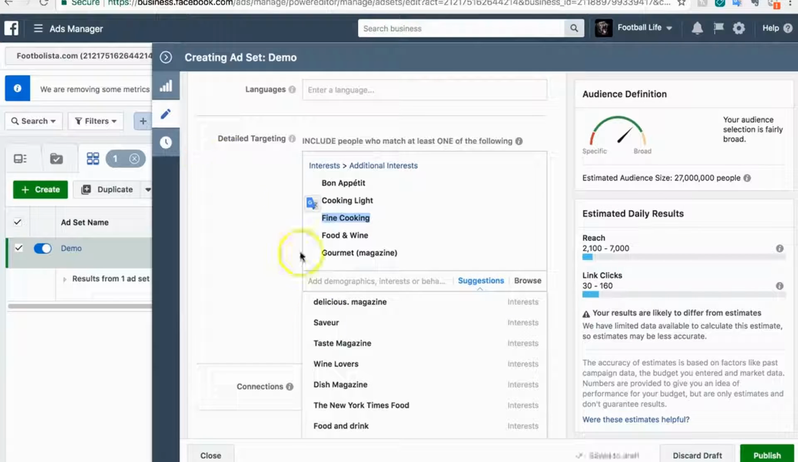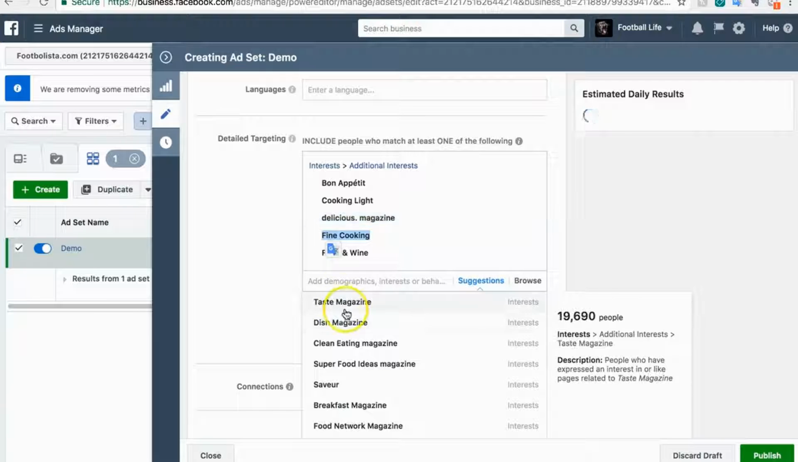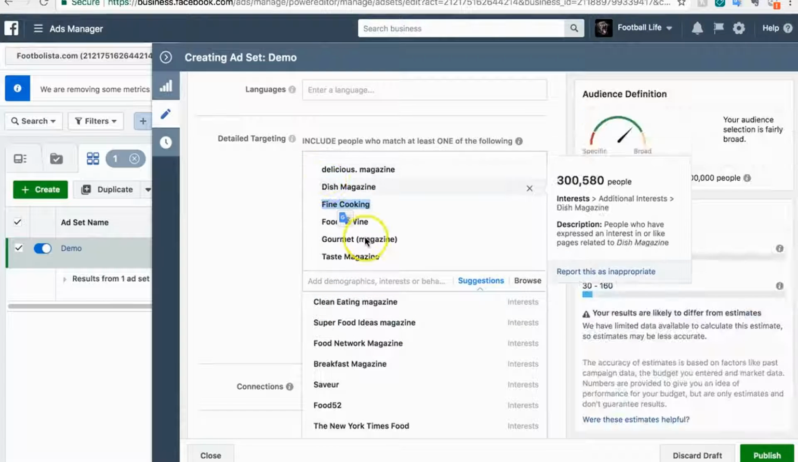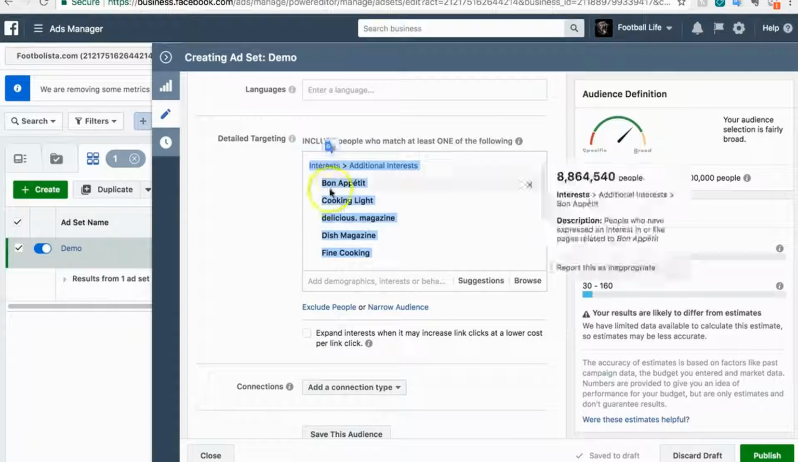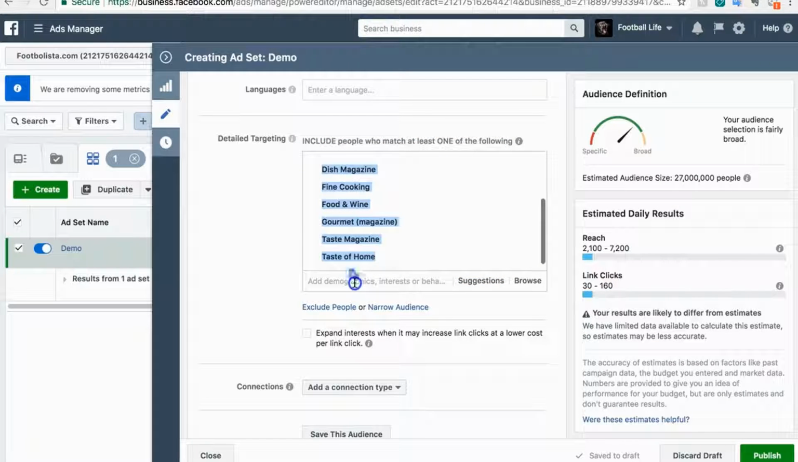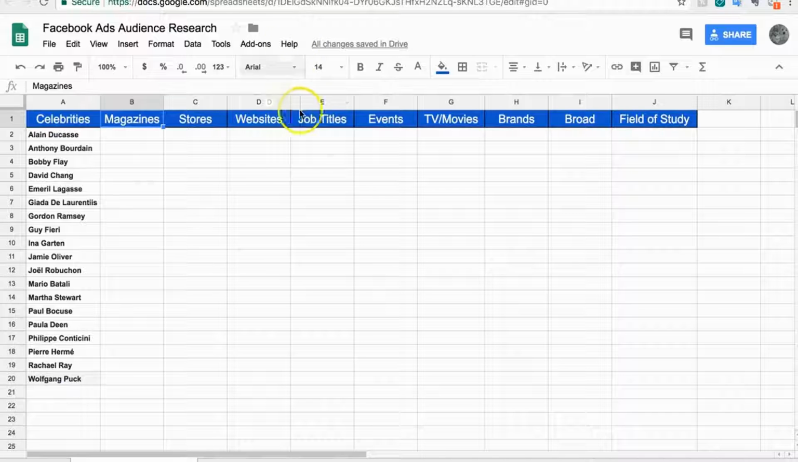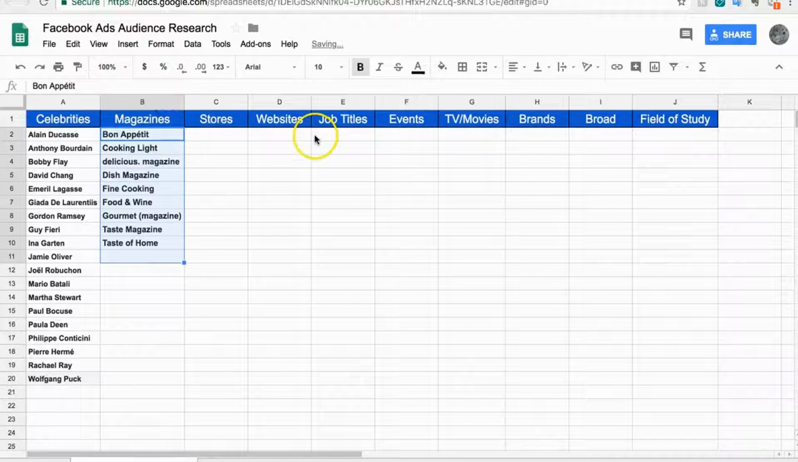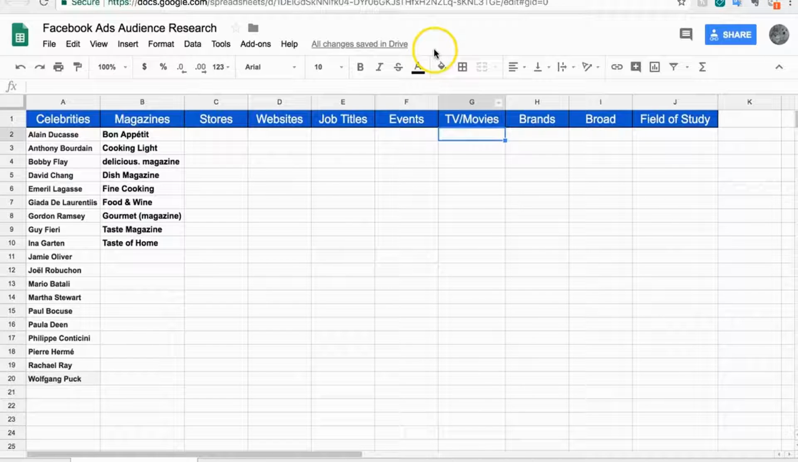Then I just select the magazine names, and you guys get the idea: Test Magazine, Dish Magazine, and I just list them out. I list all of them out together. I copy them and I paste them under the magazine, and I go on and on, and you guys got the idea. Job title, TV shows.